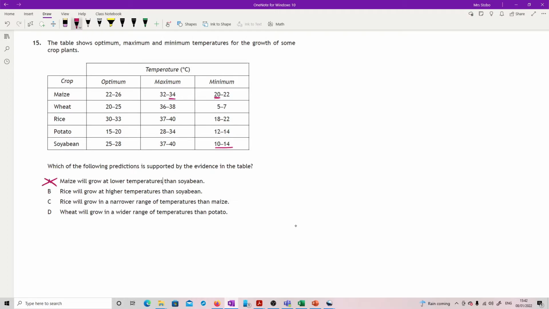Rice will grow at a higher temperature than a soybean. Rice can make it up to 40 degrees. Soybean has exactly the same, so it's not at a higher temperature, so that's not right. Rice will grow in a narrower range of temperatures than maize. Rice in total goes from 18 to 40. Maize is 20 to 34. So no. Wheat will grow in a wider range of temperatures than potato. Potato can grow taking our minimum at 12 and our maximum at 34. Wheat minimum at 5 and our maximum at 38. Yep, wheat wins. There we go.